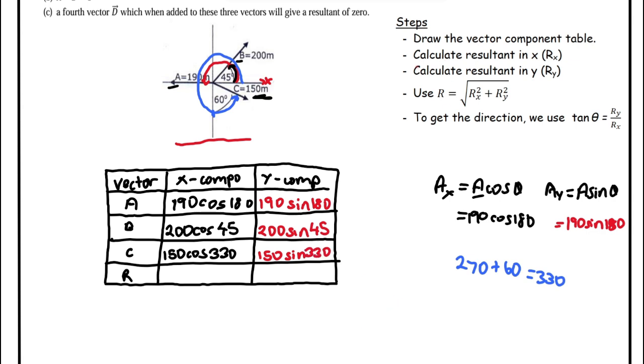To calculate the resultant in x, the resultant is the sum of all these terms. So that's A plus B plus C. But here we have to first calculate the resultant in x, then the resultant in y. The x component of the resultant is equal to the x component of A plus the x component of B plus the x component of C.